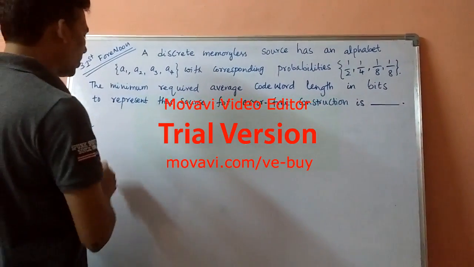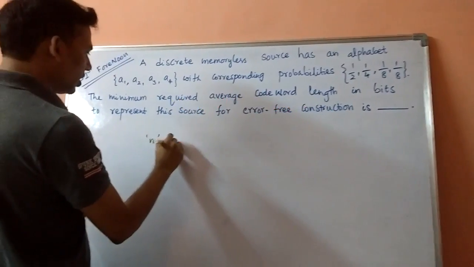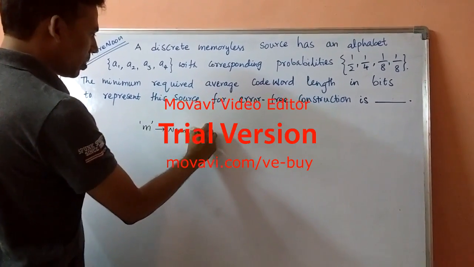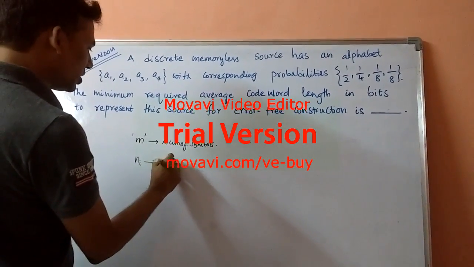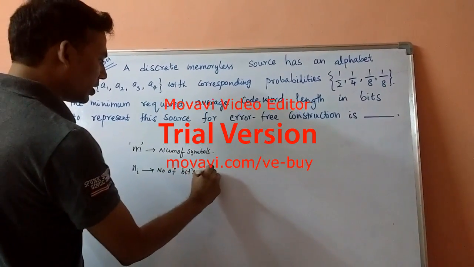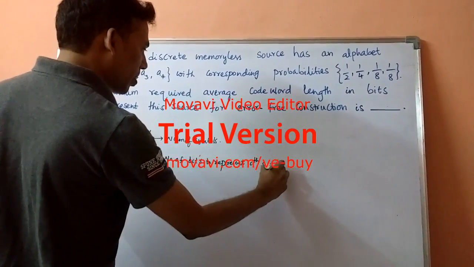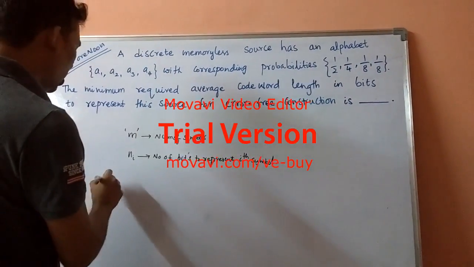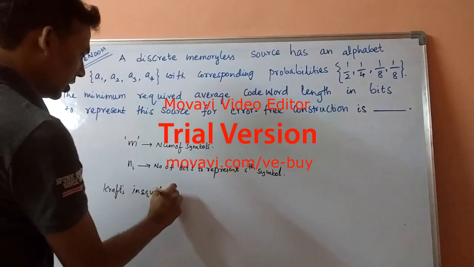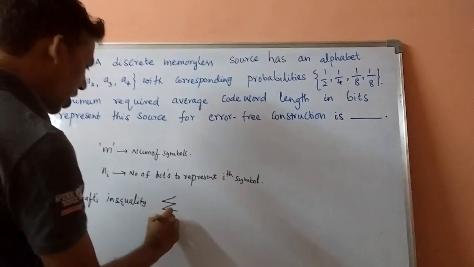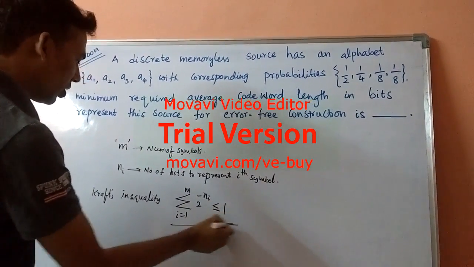For the error-free construction, from the source coding theorem, if the source consists of n number of symbols, and n_i is the number of bits to represent the ith symbol, then it has to satisfy the Kraft inequality, that is, summation i equal to 1 to n of 2 power minus n_i must be less than or equal to 1. This is called Kraft's inequality.